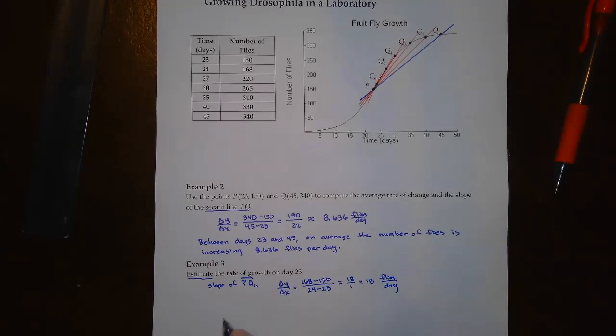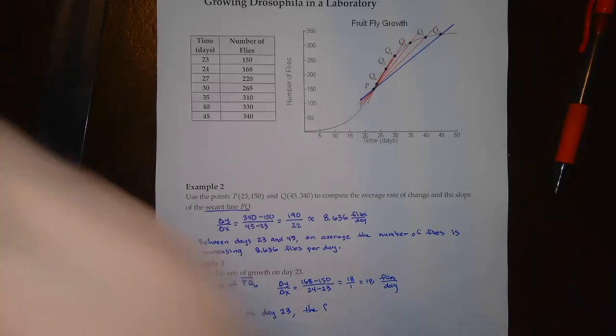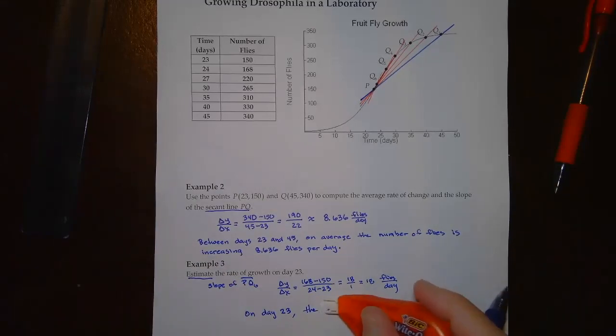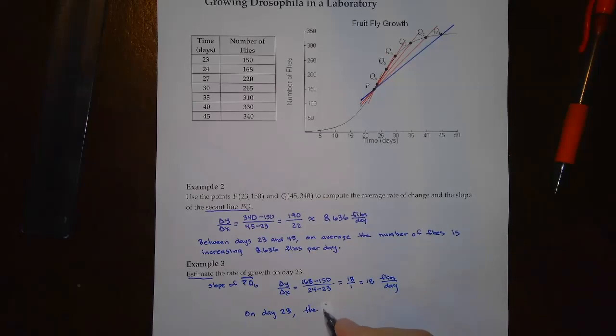Okay, so what's the growth rate on day 23? On day 23, the number of flies is increasing 18 flies per day.